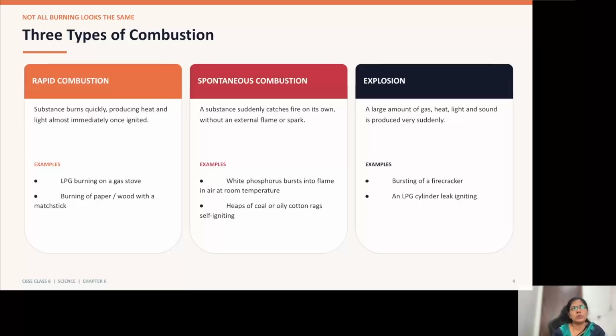Now, don't get confused between explosion and rapid combustion. Rapid combustion is fast, but it does not have the sound or large gas output. Whereas an explosion is very sudden and there is a large sound and gas in the output. Rapid combustion is steady and controlled.